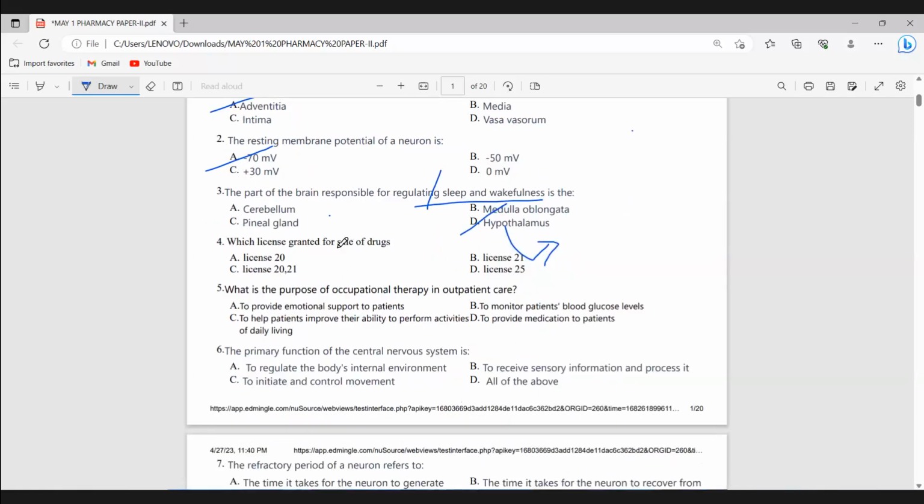Then coming on to the fourth question: what is the license granted for wholesale of drugs? Here in the Edmingle app they had changed the question. They had given license granted for wholesale of homeopathic drugs. That is form number 20D. Homeopathic drugs means form number 20D. In my written notes I had given you the form numbers.